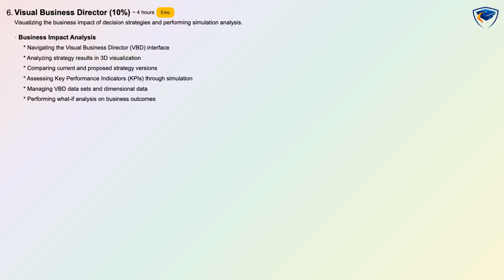Visual Business Director is 10% and focuses on visualizing the business impact of decision strategies and performing simulation analysis. You will navigate the Visual Business Director interface, analyze strategy results in 3D visualization, and compare current and proposed strategy versions. The topics include assessing key performance indicators through simulation, managing VBD datasets and dimensional data, and performing what-if analysis on business outcomes. This domain is relatively easy, scenario-based, and expected to take about 4 hours.